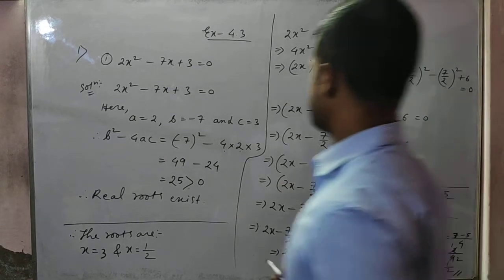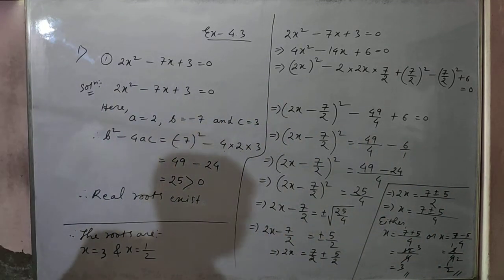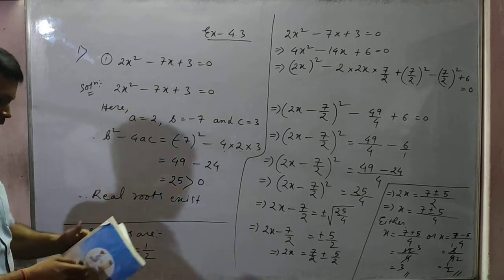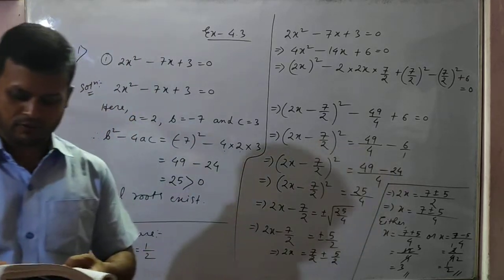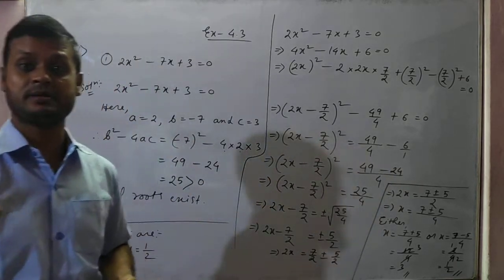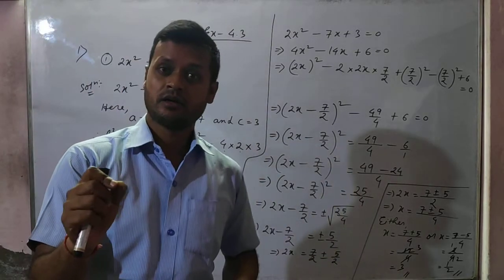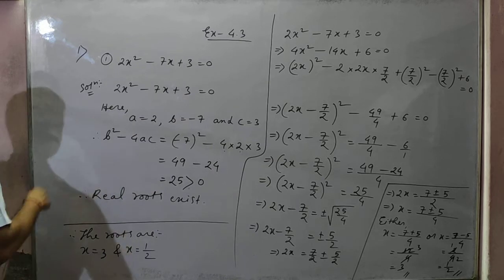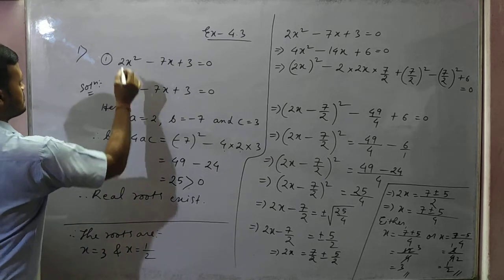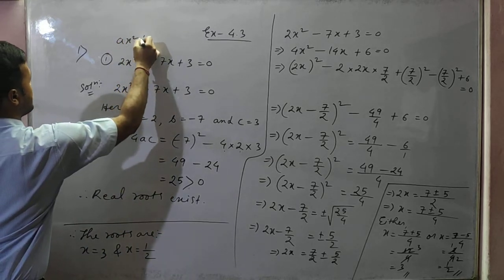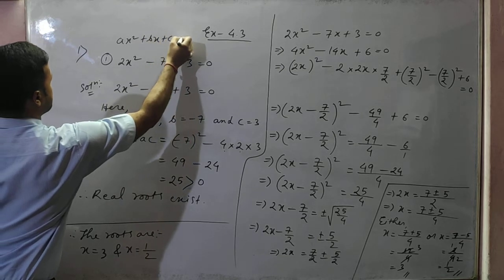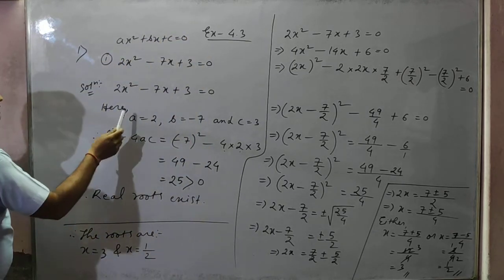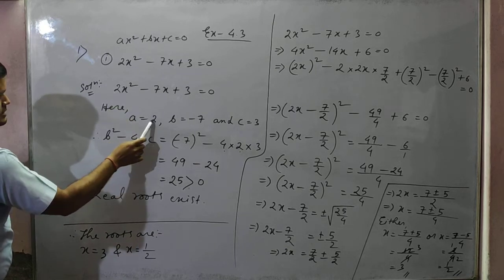So students, let us see once more exercise 4.3 number 1. So 2x square minus 7x plus 3 is equal to 0. Here it is said, find the roots of the following quadratic equations if they exist. That means you have to check first whether real roots are there or not. This equation is of the form ax square plus bx plus c is equal to 0, isn't it, students? So along with x square, what is there? a. So a is equal to 2.